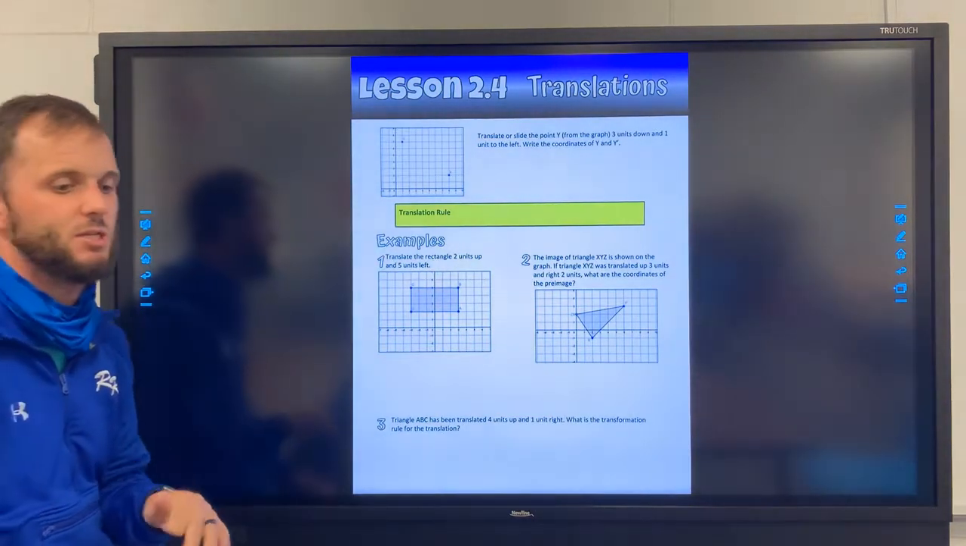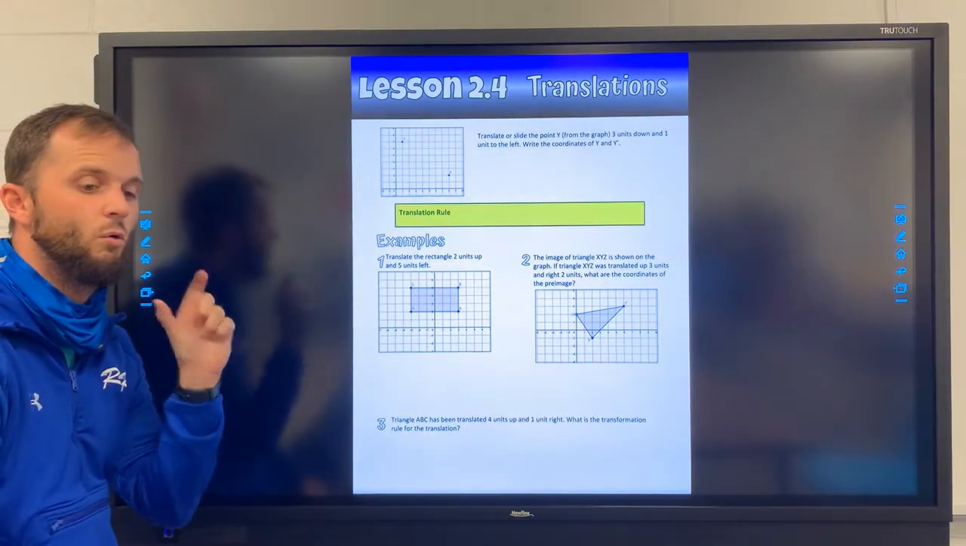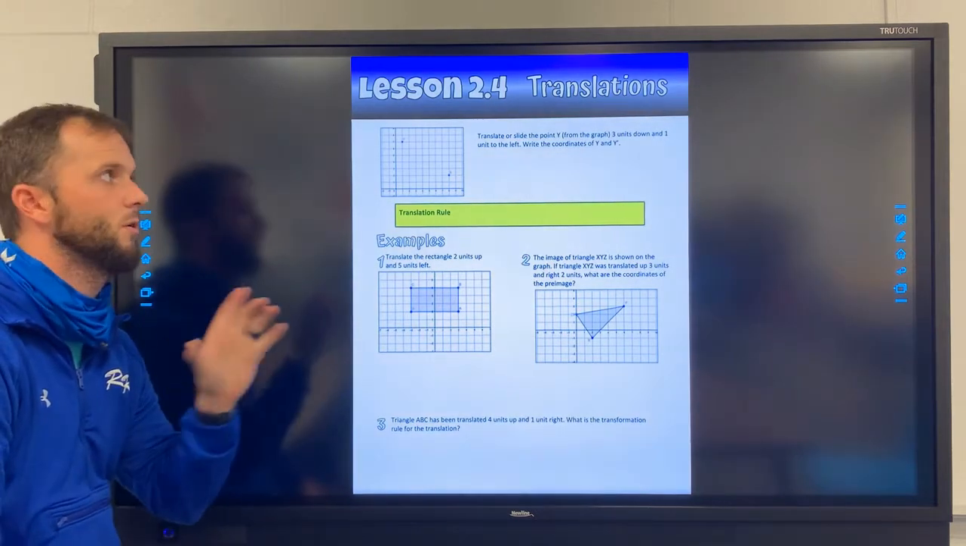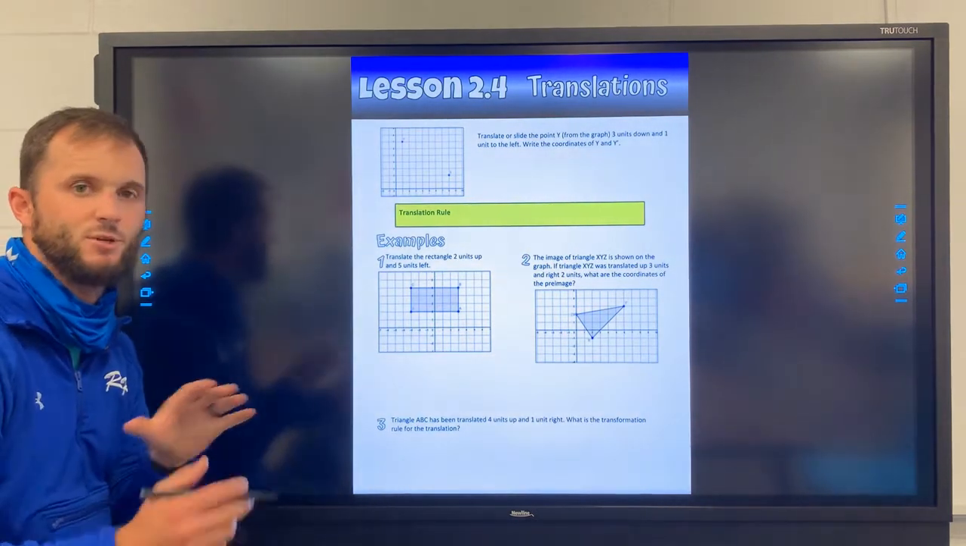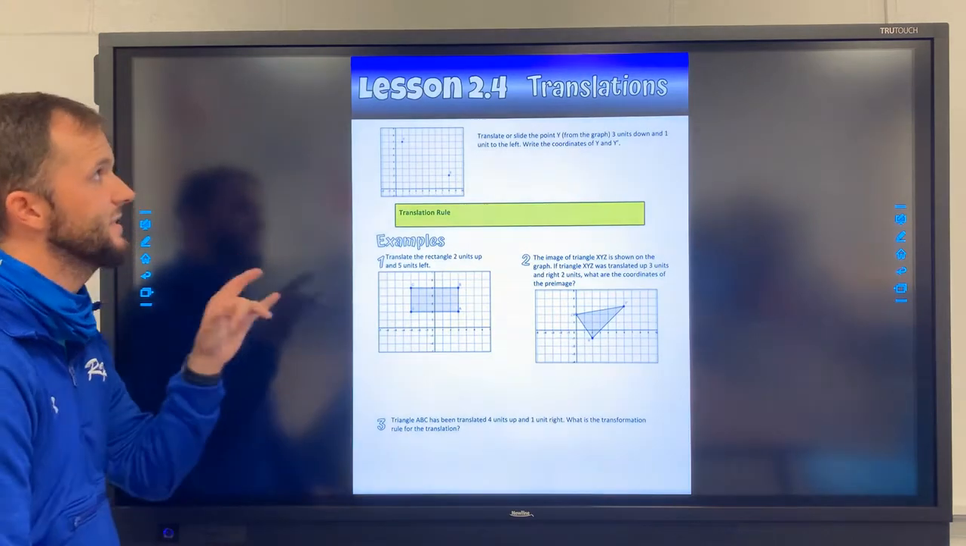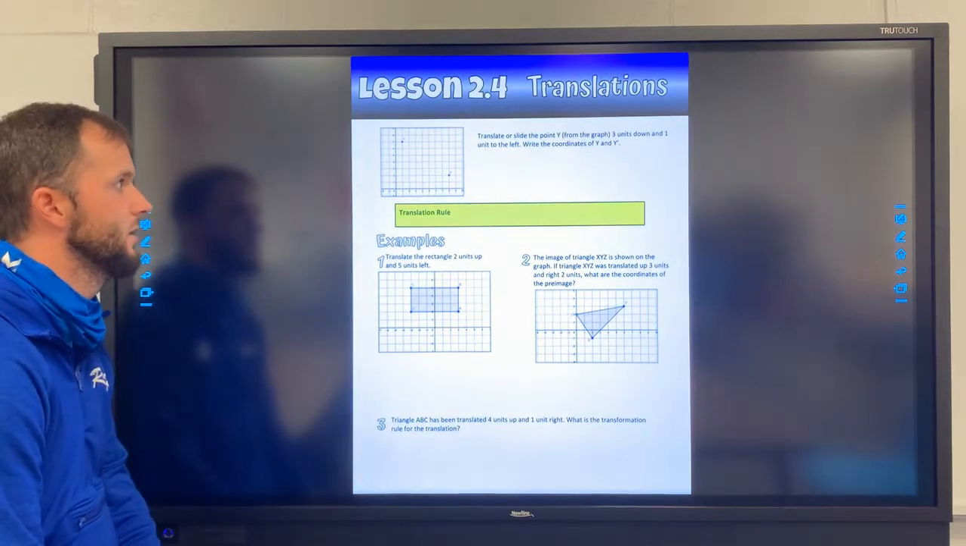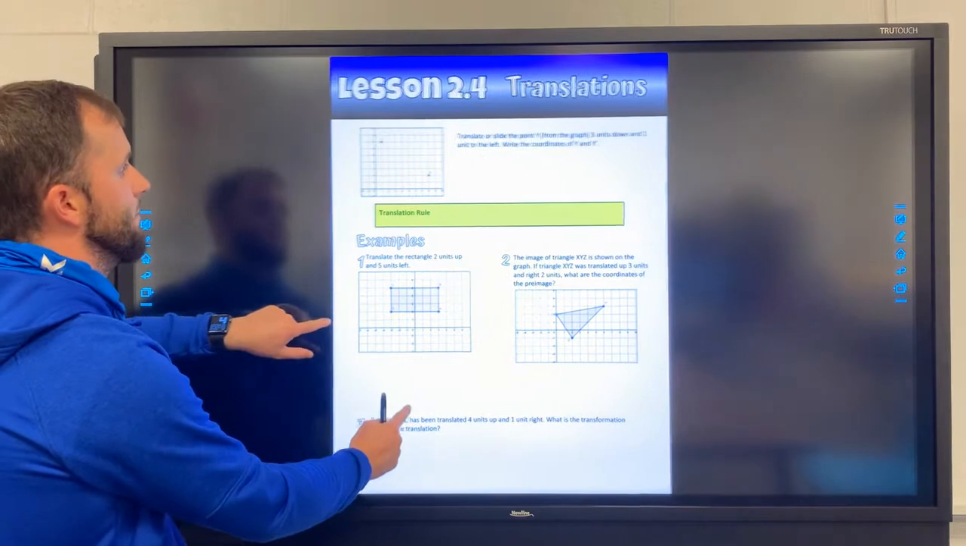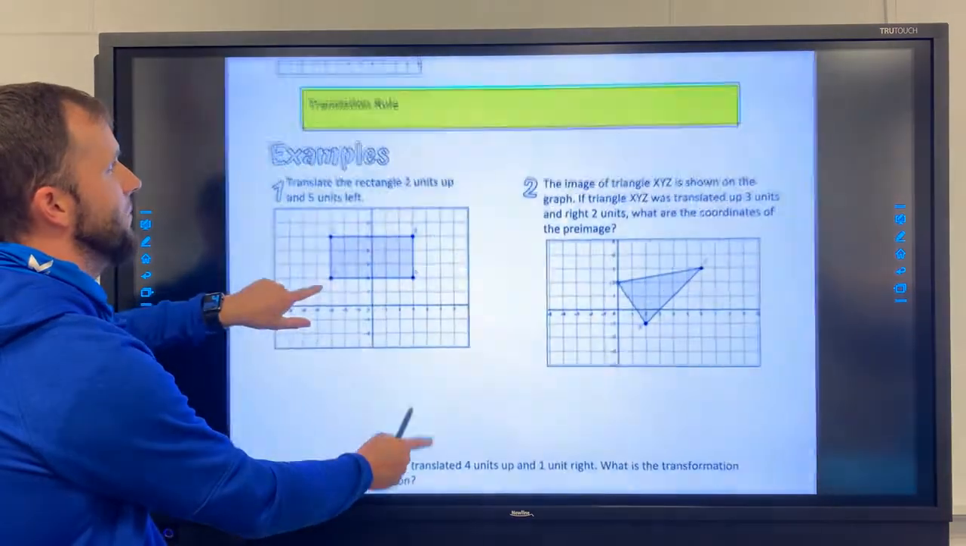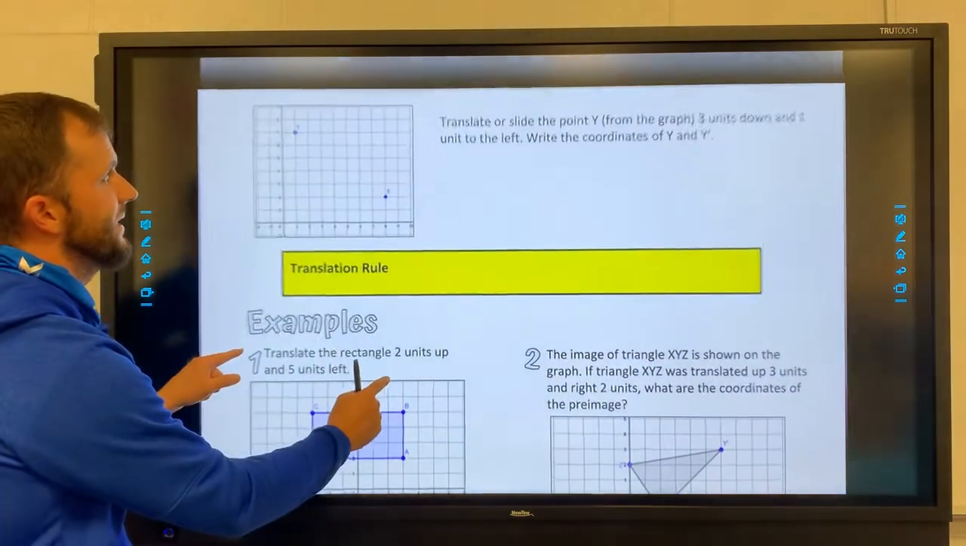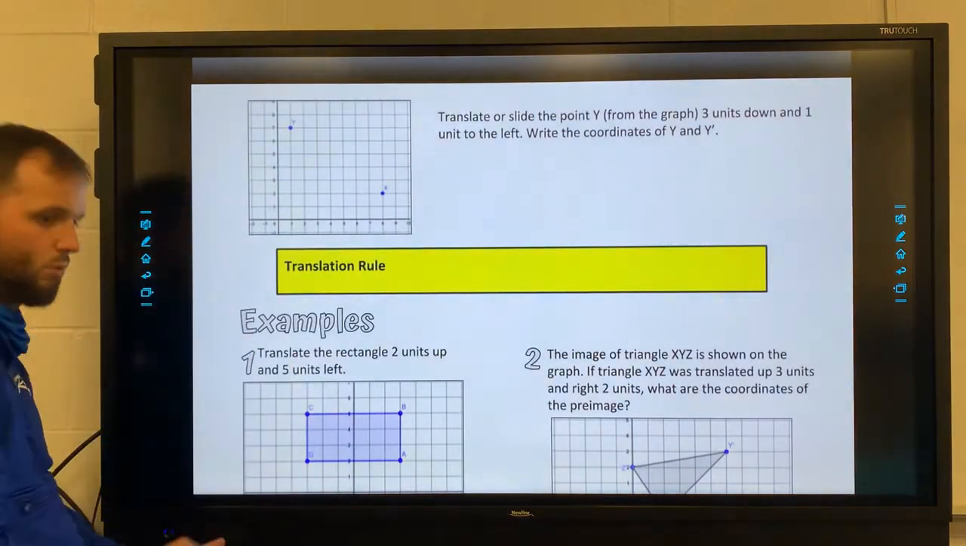So translations, there's always going to be a horizontal shift or a vertical shift. It's never going to change shape or size, okay? So that's exactly what's going to happen with a translation. So let's go ahead and look at this first example, and we'll figure out exactly what I mean by translations and exactly how to write a translation rule, okay?